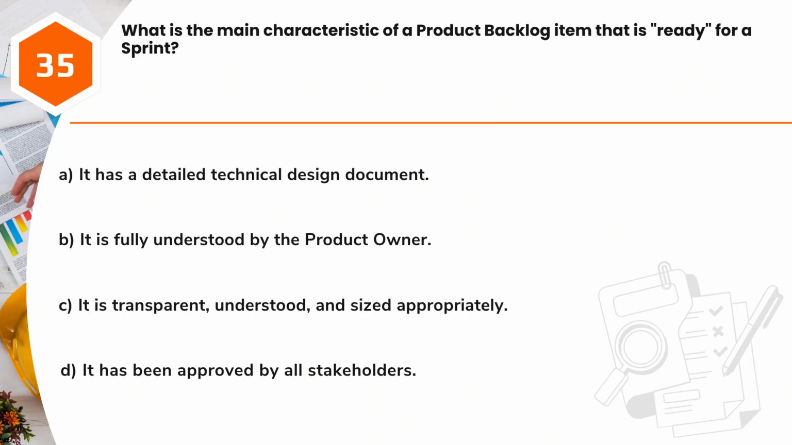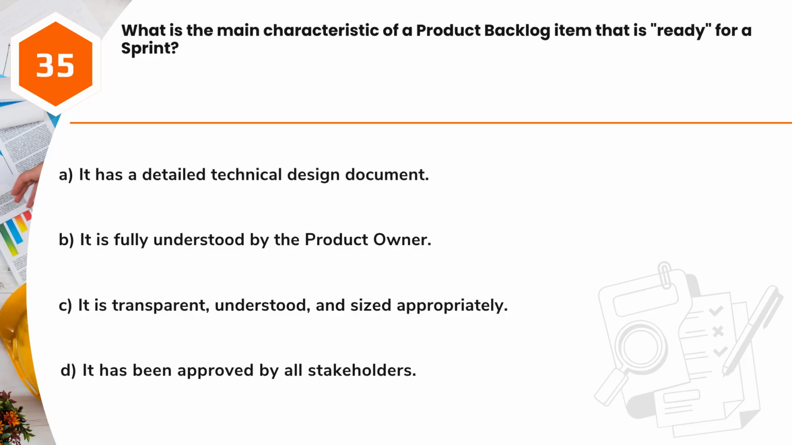Question 35. What is the main characteristic of a product backlog item that is ready for a sprint? A. It has a detailed technical design document. B. It is fully understood by the product owner. C. It is transparent, understood, and sized appropriately. D. It has been approved by all stakeholders.